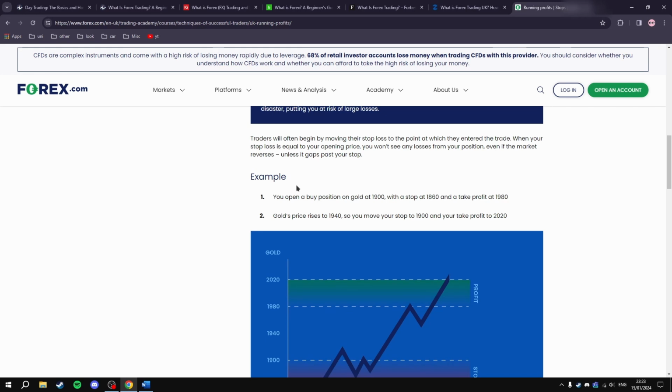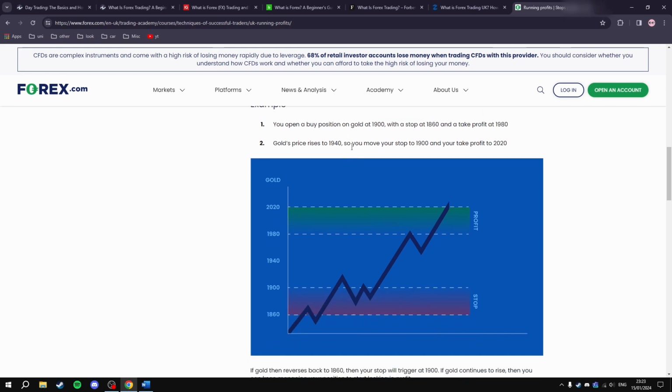Traders will often begin by moving their stop loss to the point at which they entered the trade. When your stop loss is equal to your opening price, you won't see any losses from your position, even if the market reverses, unless it gaps past your stop.